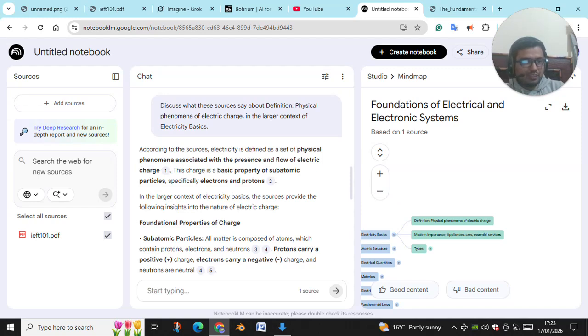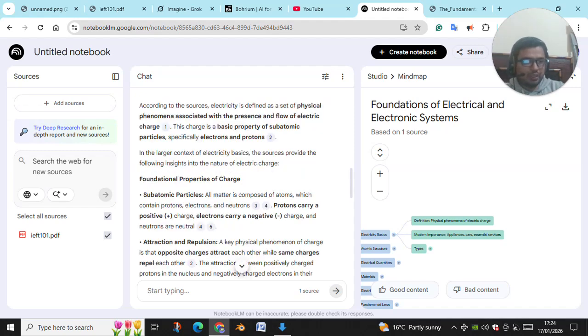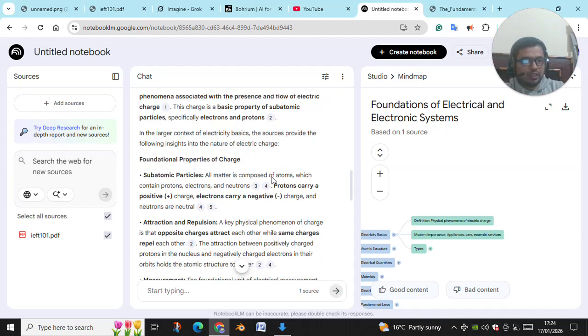According to the sources, electricity is defined as a set of physical phenomena associated with the presence and flow of electric charge. The charge is a basic property of subatomic particles, specifically electrons and protons. In the larger context of electricity basics, the source provides the following insight into the nature of electric charge.